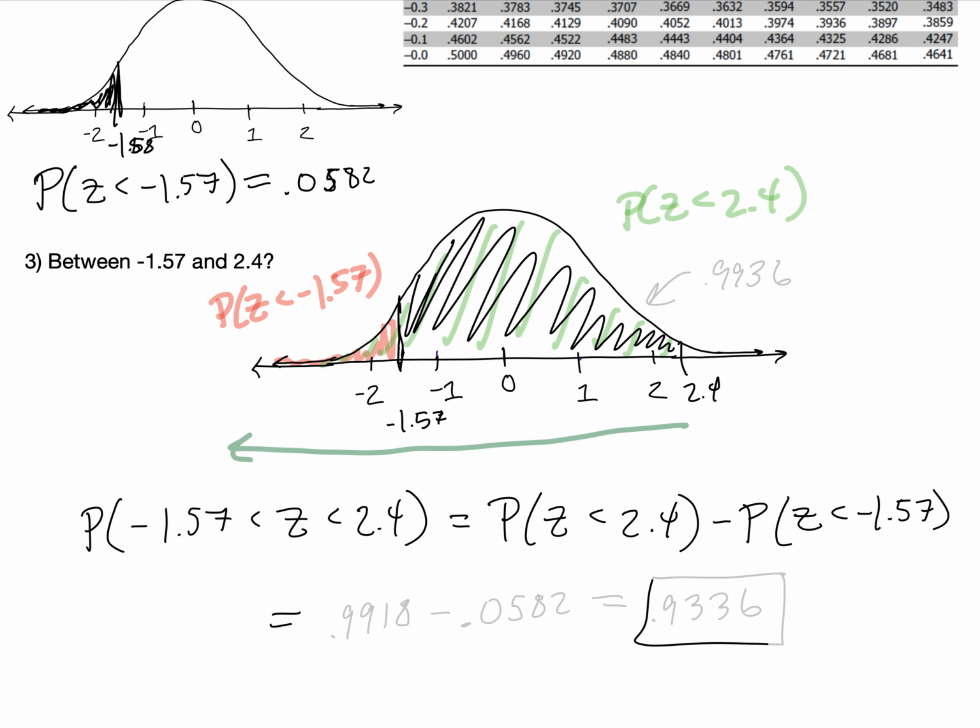And so that's equal to, we found each of these probabilities above. So the probability that z is less than 2.4, we found to be 0.9918. So 0.9918 is the first probability, the green, minus the probability that z is less than negative 1.57, we found just above to be 0.0582. And then we can just subtract these values, and this will give us 0.9336. So that is the probability of the shaded region that we're interested in.